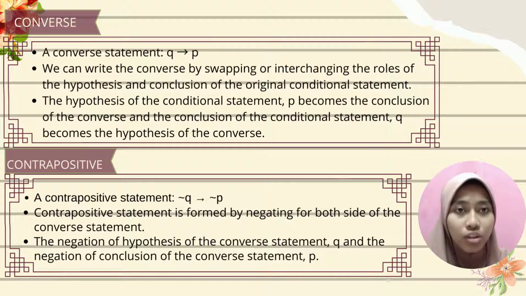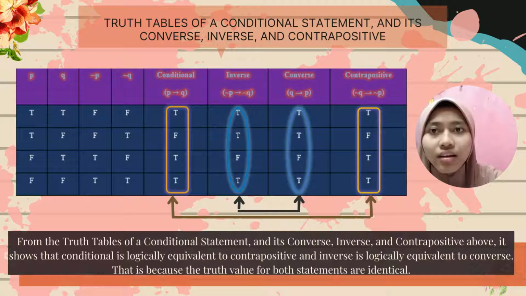And the last statement is the contrapositive. The contrapositive statement is negation Q implies negation P. The contrapositive statement is formed by negating both sides of the converse statement: the negation of the hypothesis of the converse statement, Q, and the negation of the conclusion of the converse statement, P. Okay, next I am going to explain the truth tables of a conditional statement and its converse, inverse, and contrapositive.